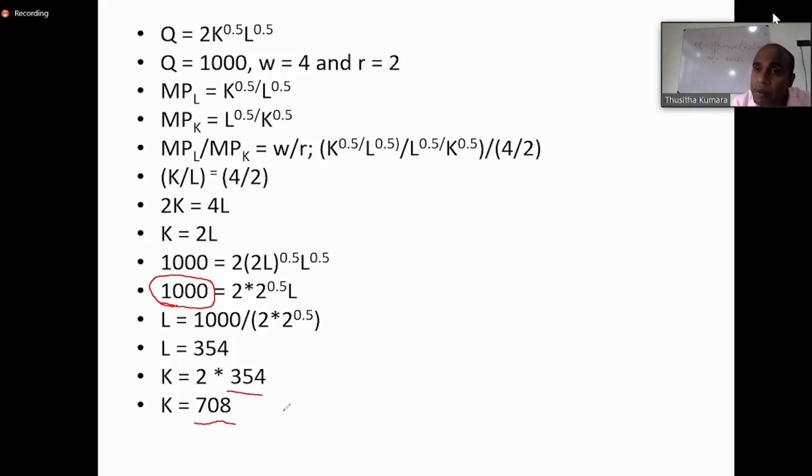That is the optimum employment of capital and labor. With this capital and labor, we will be getting 1000 units of output. That is how we are going to get the optimum employment of factors in the long run.